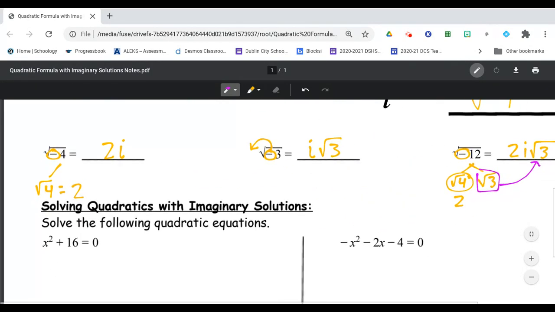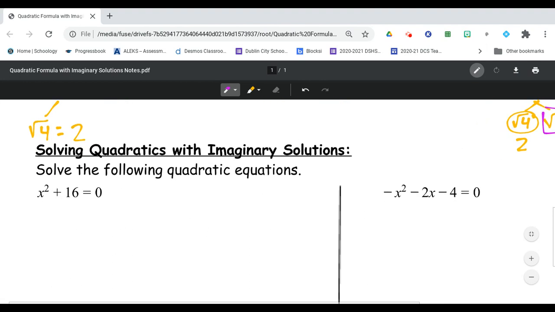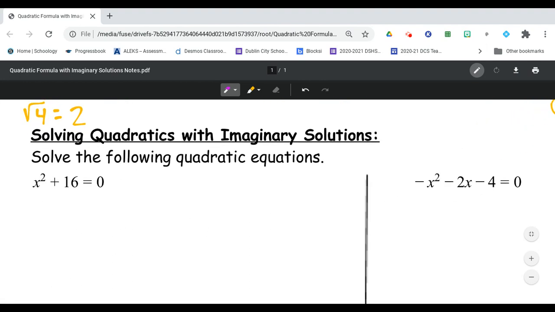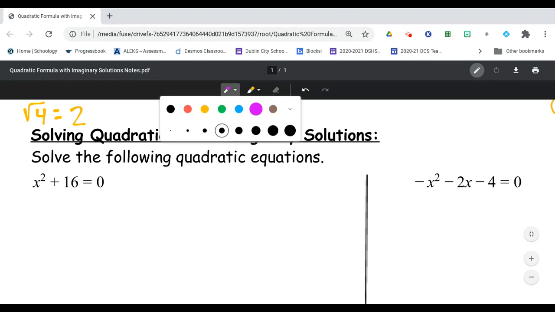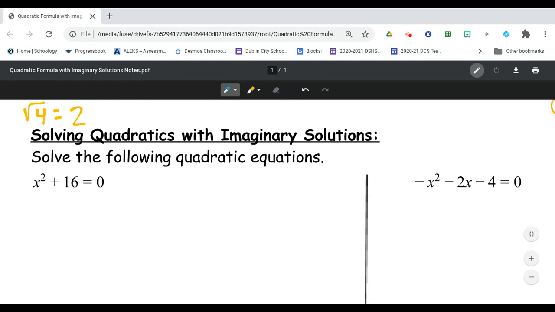Okay, so let's take a look here, and we're going to practice solving, still using the quadratic formula, but now we could have i's in our answer, imaginary solutions. So if we take a look at this first equation here, we're going to identify a, b, and c. Now if we notice, we don't have an x term, so I could rewrite this as x squared plus 0x plus 16.